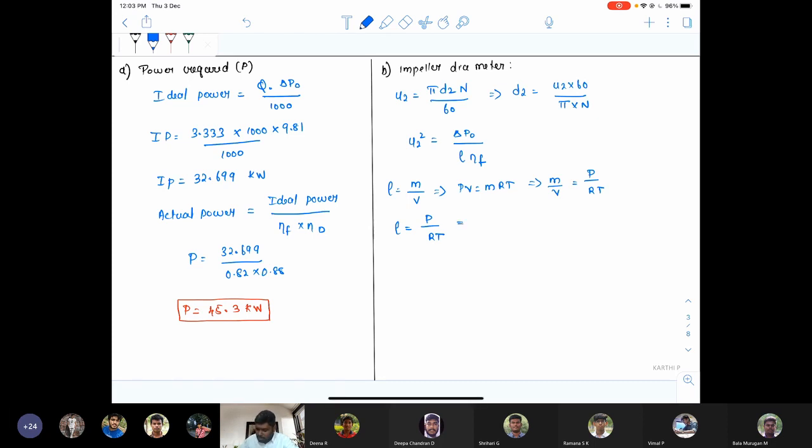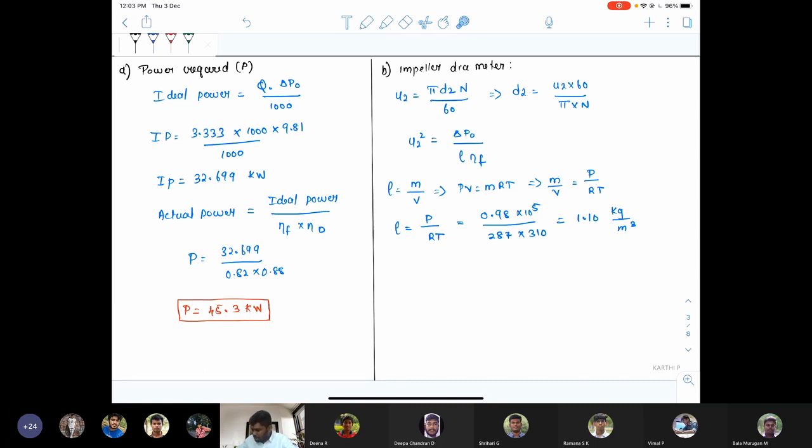Therefore, the value of P is equal to 0.98 bar, which is 0.98 into 10 to the power of 5 Newton per meter square divided by 287, which is the gas constant, into temperature, which is 310 Kelvin. On calculation you will be getting the value of 1.10 kg per meter cube. Now we have also found the value of density.